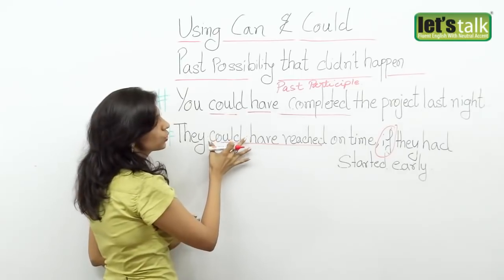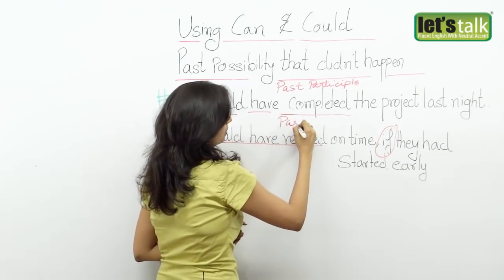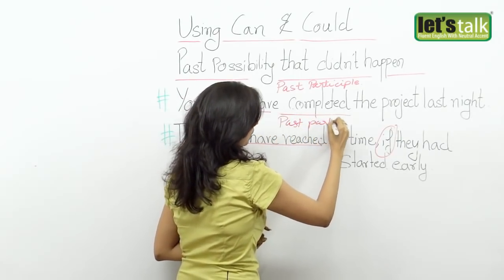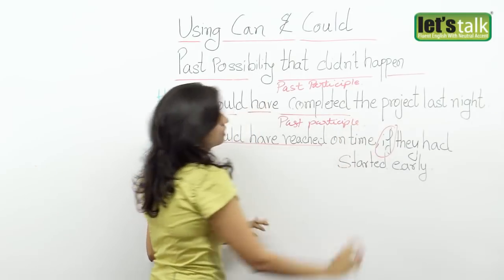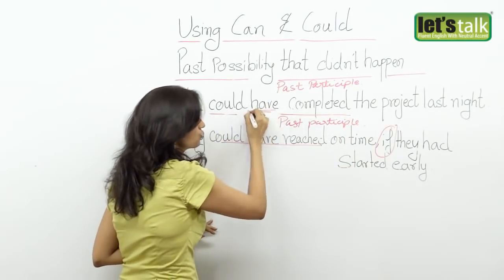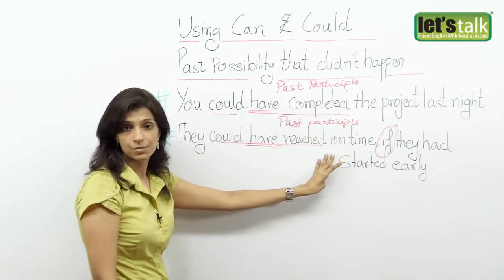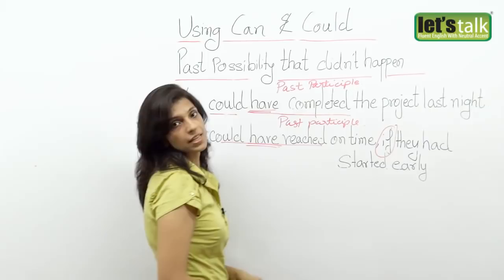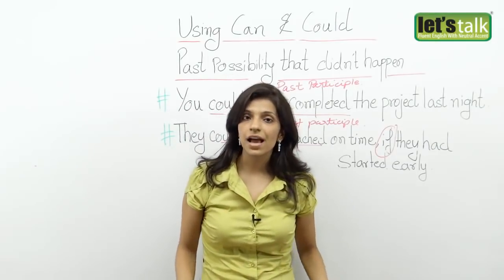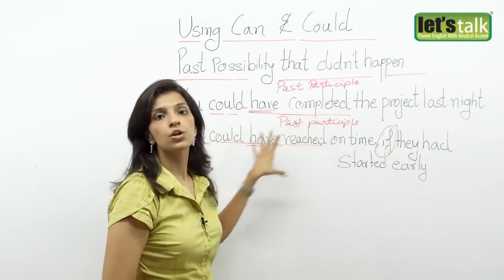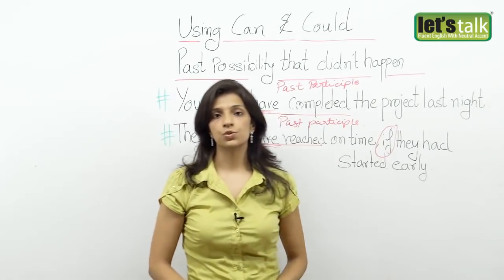Again, the structure is could have and a past participle verb. Please remember, you have to use have here and then followed by a past participle. So when you want to say something that was possible in the past and didn't happen, you say could have done, could have gone, depending on the situation.